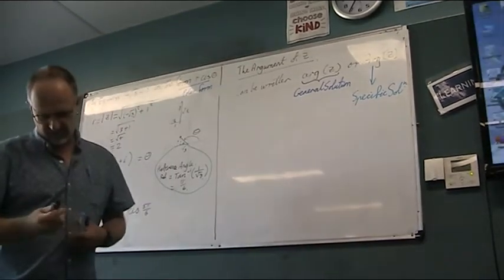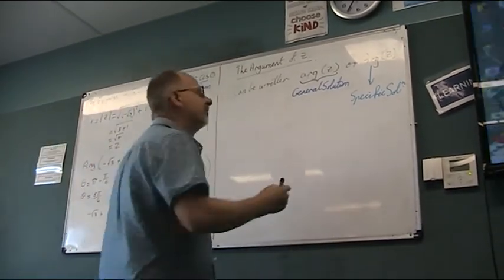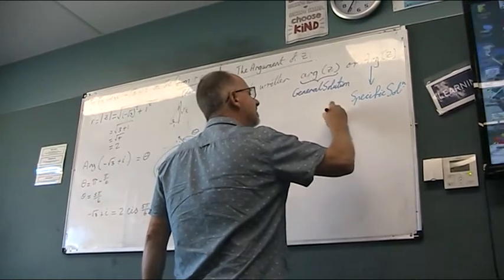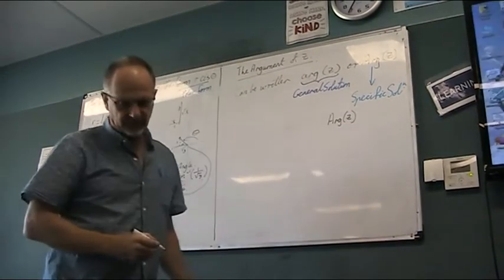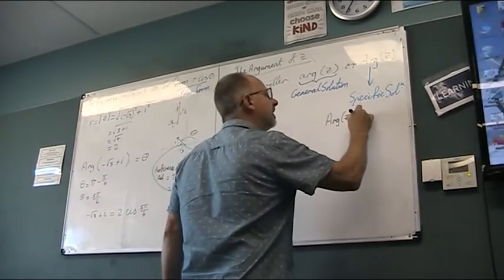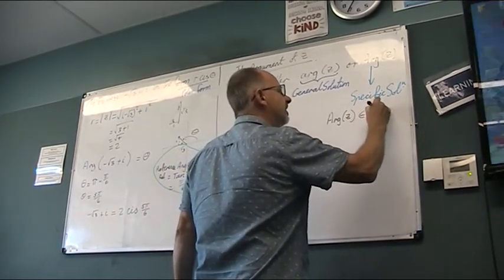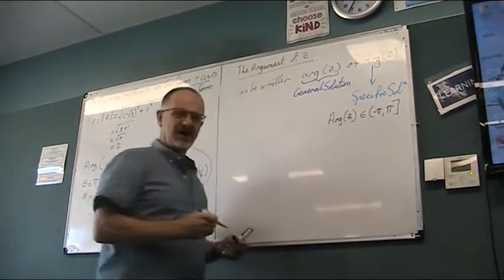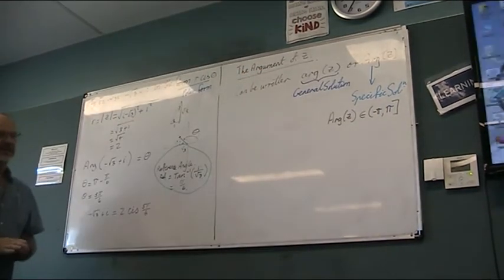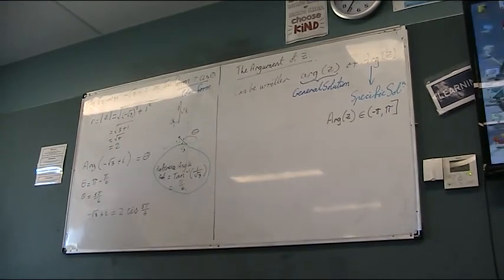And also, capital Arg Z is between negative pi and pi, so we don't double up. So capital Arg Z between negative pi and pi.